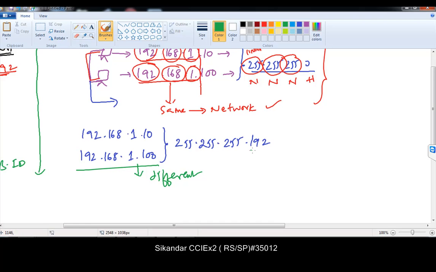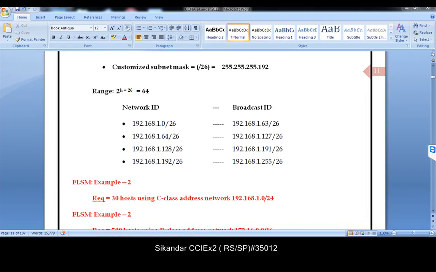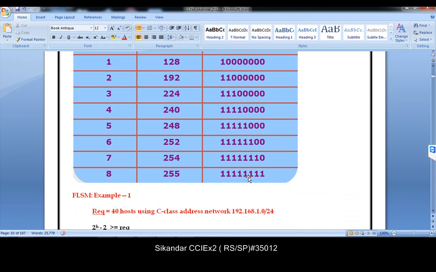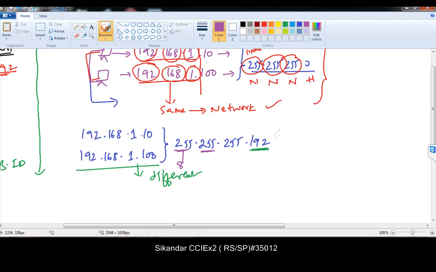Whenever you write this subnet mask, the device understands something. What is the device going to understand? By default, there are 8 network bits for each 255. You can see the table here, which we already discussed. Whenever you have a 255, it means there are 8 ones, so 255 represents 8 network bits, nothing but 8 binary ones.